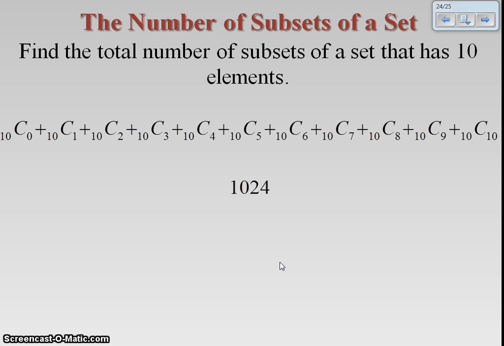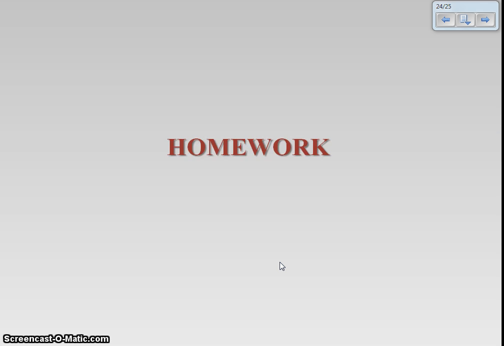1,024. Which, by the way, if you are interested in shortcuts, happens to be 2 to the 10th power. There is a shortcut formula that says if you have n elements, the total number of subsets is 2 to the n power if you want to do that. So if you had 8 elements, for instance, you would do 2 to the 8th, which is, I think, 256. But you could play with it if you want. That formula is in your book if you want to look at it.